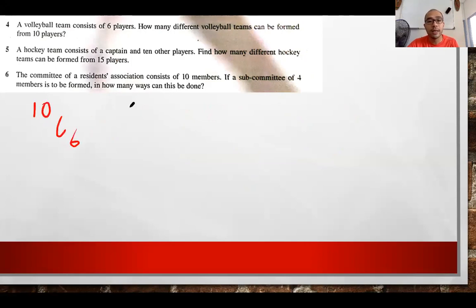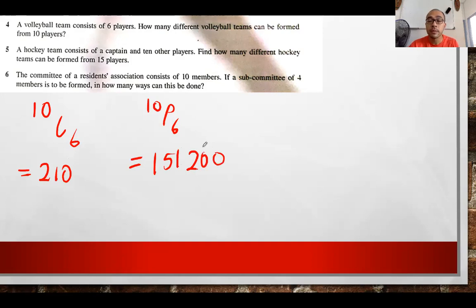Notice that, why don't you try and calculate 10C6 and 10P6. There's a very significant difference. You will find out that 10C6 is actually 210. But 10P6 will give you a very big, whopping 151,200.